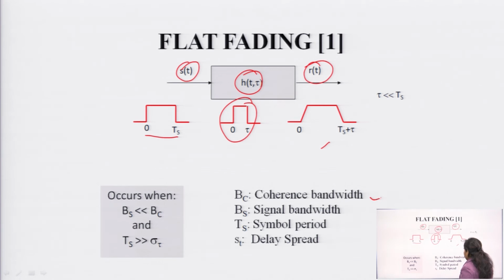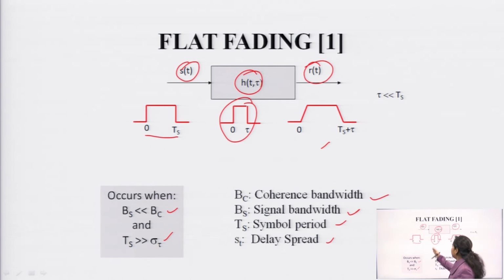Now, this is Bc, that is denoted by the coherence bandwidth, Bs is the signal bandwidth, this is the symbol period, this is the delay spread. Now, it occurs when Bs is far less than Bc and Ts is far greater than sigma tau. So, this is what is required.